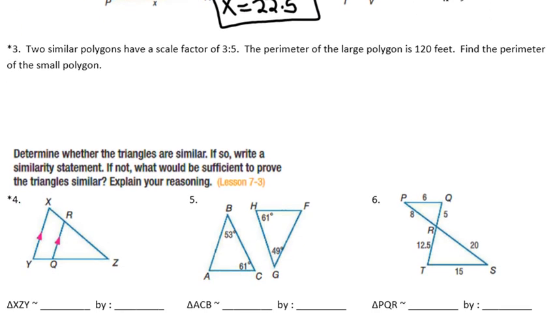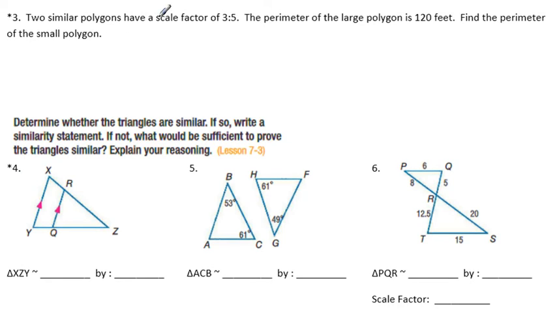Number 3, we have two similar polygons with a scale factor of 3 to 5. Once again, as soon as you see the symbol or see the word similar, it should prompt you to set up a proportion. We're going to use the scale factor, or the ratio of the sides, 3 to 5, in order to find out the perimeter of the smaller polygon. It says the perimeter of the larger polygon is 120 feet. Find the perimeter of the smaller polygon.